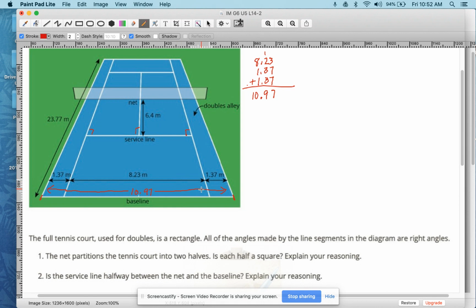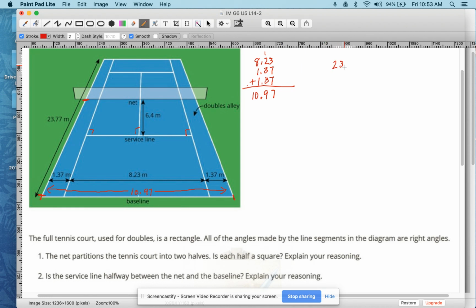And they want to know, when they split this court in half, does it make a square? Well, the rule for a square is all sides have to be equal. So we know this side is 10.97. So now we've got to figure out the length of this side from the net to here. Well, we know the entire length of the court is 23.77, and they said they split it in half.